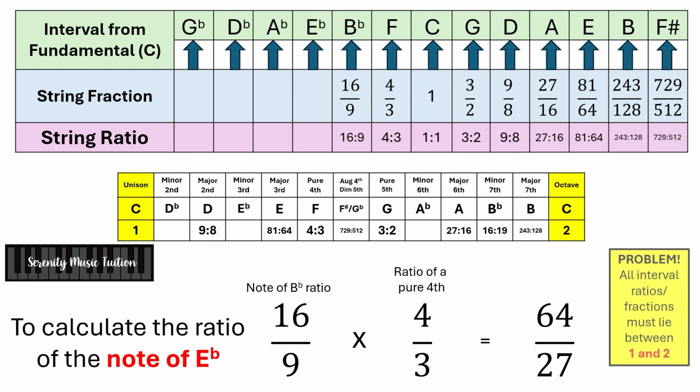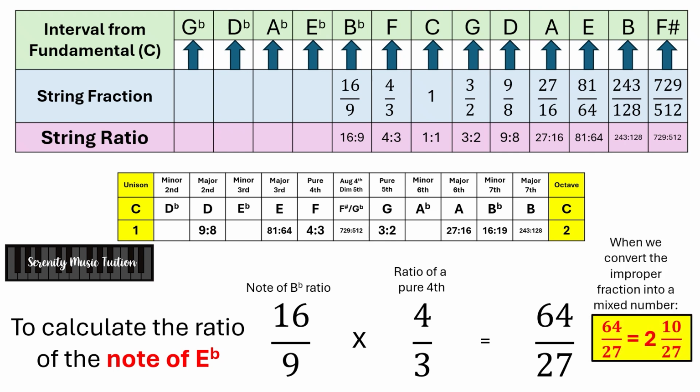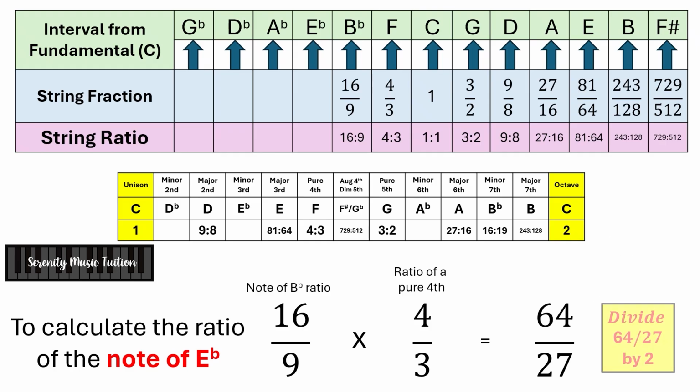This gives us an interval fraction of 64/27, which is the same as 2 and 10/27. This shows the note has ended up in the next octave, as we have now moved in fourths from C to F to B flat and now to E flat. We have seen this a few times before now, so we know the drill. Let's divide by 2 to bring the ratio down into the required octave, giving us a final interval fraction of 32/27. This is the interval ratio of a minor third. Let's add it to the table.